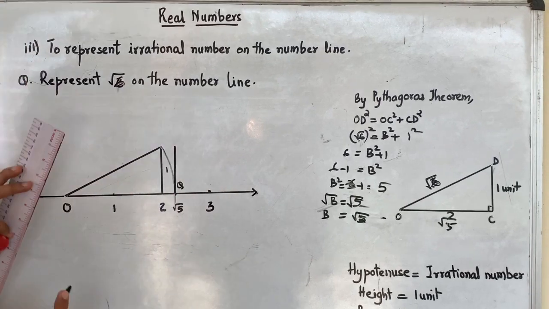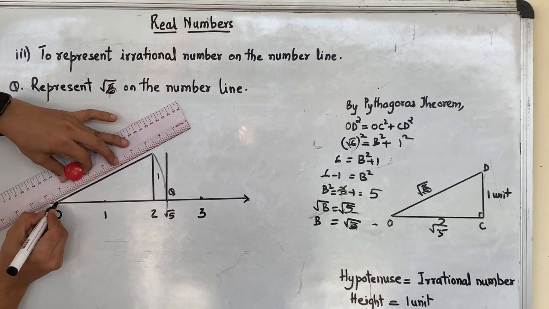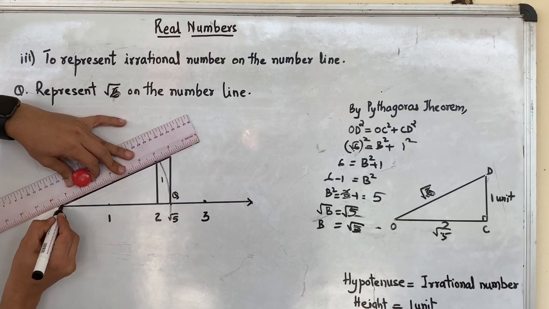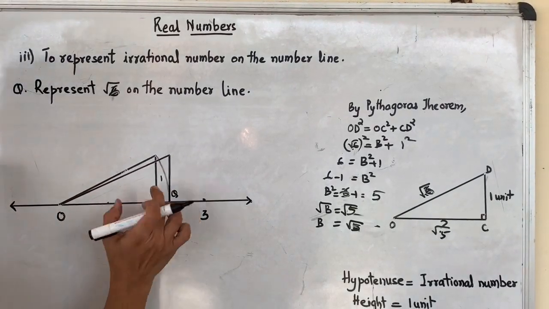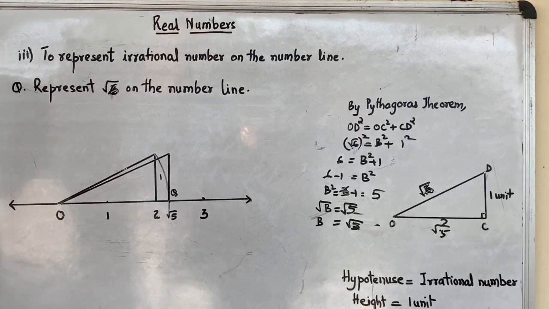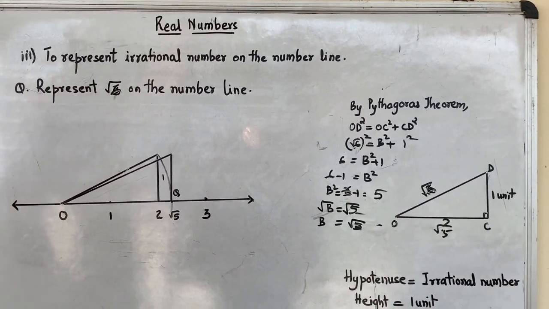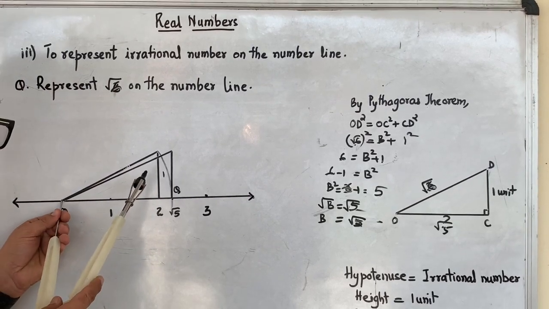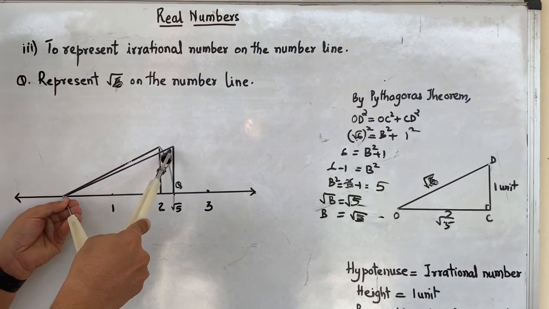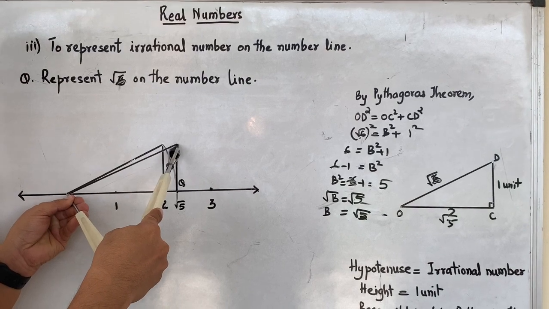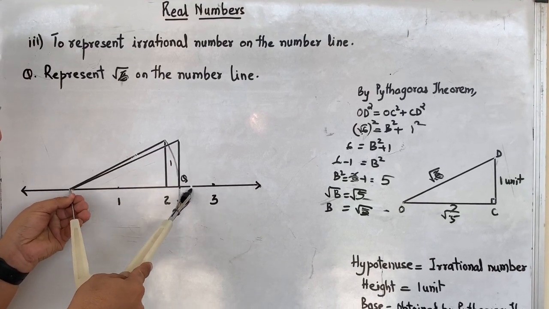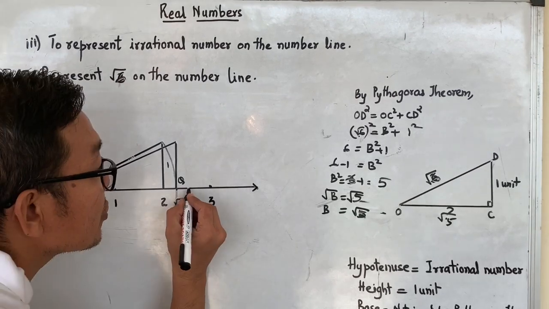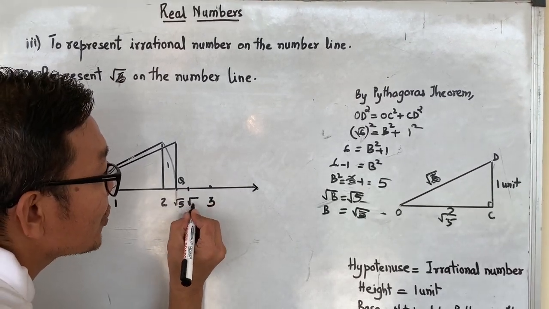If you take the height equal to 1 unit, then if you join this, we obtain a right angle triangle in which the base is root 5 and the height is 1 unit. Therefore, the hypotenuse is equal to root 6. Now what we obtain here is this point, which is nothing but root 6.